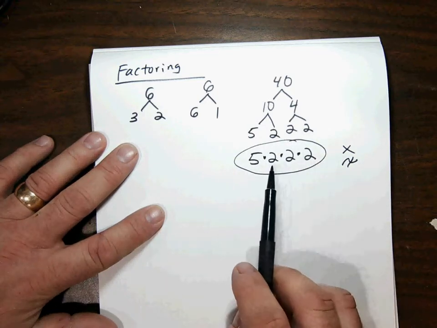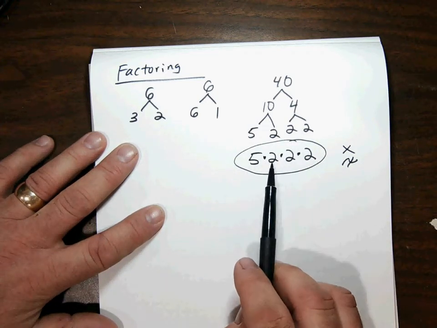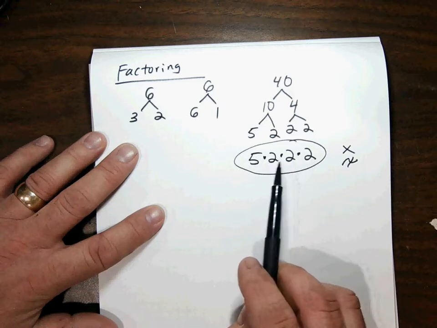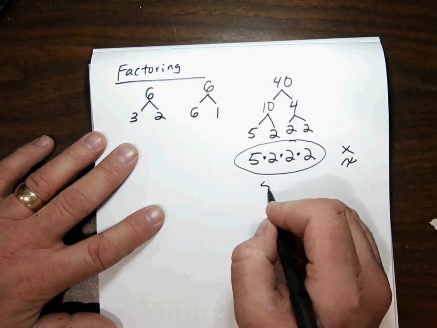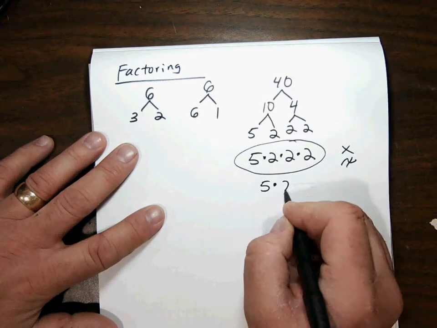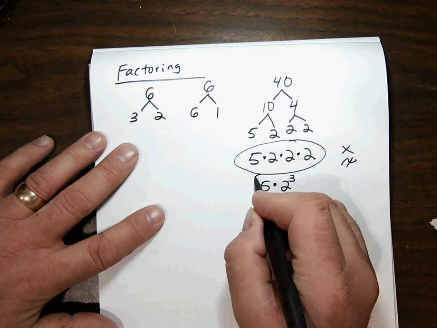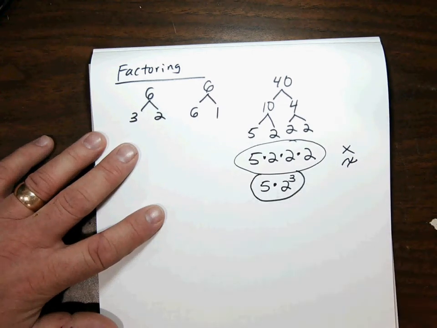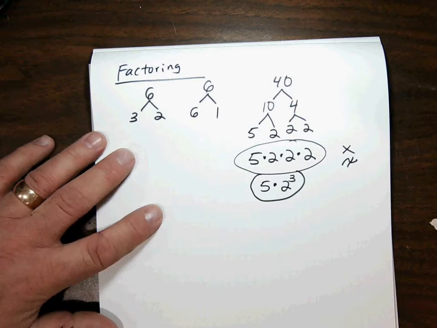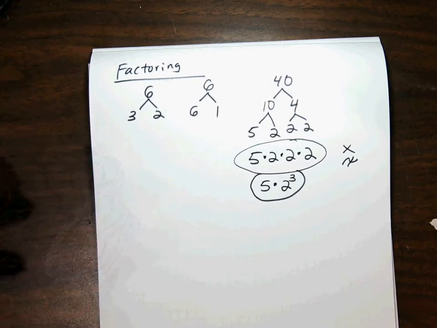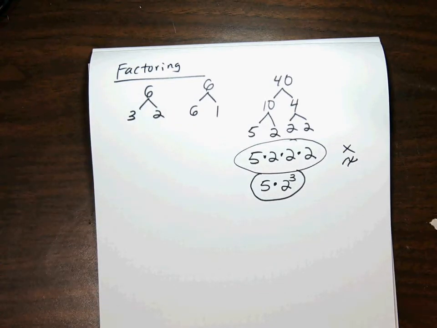Or you could get really slick, and we haven't talked exponents yet, but this is really 2 times 2 times 2. That's really 2 to the third power. So you could write that as 5 times 2 to the third power. Now that's being really cool. Okay? But that's straight up factoring. Take some big number, break it up into the product of smaller numbers.